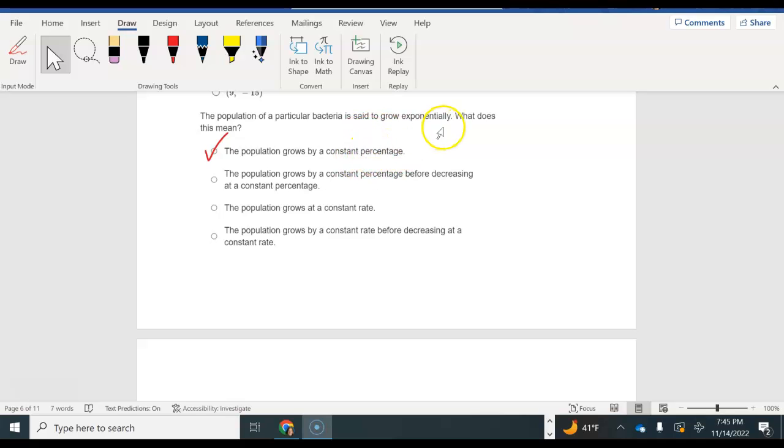So that would be true, because remember y equals a times b to the x power. That percent would be 1 plus whatever the percent is, which would be the growth rate. So this percent makes this true. So it says the population grows at a constant percent before decreasing. Well, if it's growing at a constant rate, it doesn't decrease, because remember, exponential growth goes exponentially on and on. And then this one says the population grows at a constant rate. If you see constant rate, you're talking linear equations, not exponential. So these both say constant rate, so it can't be that. So it has to be the first one.